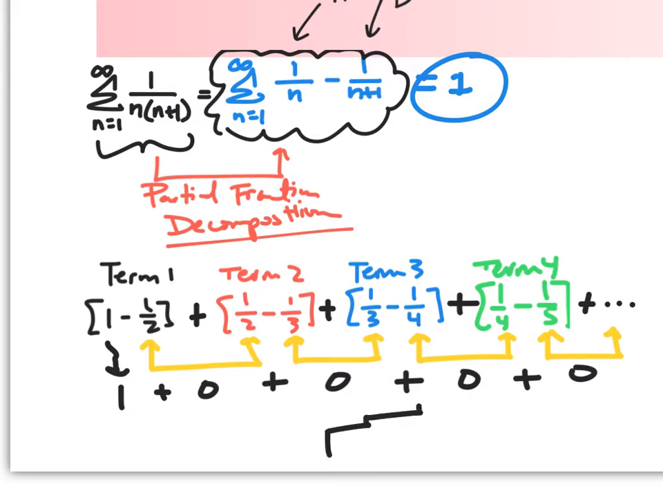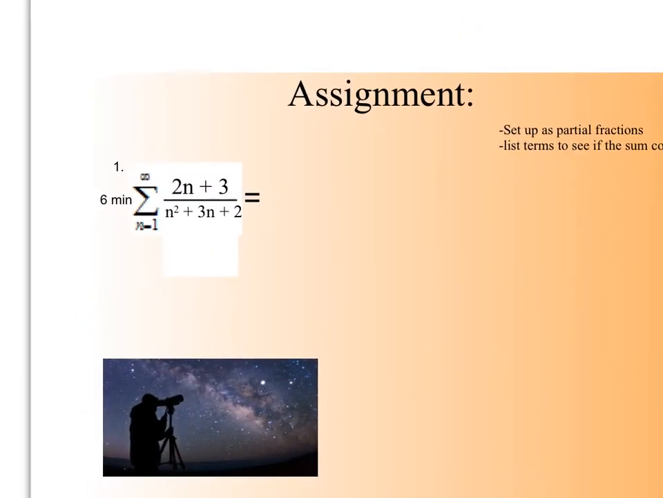Okay, that is partial fraction decomposition with the telescoping series. I'm going to try to draw a telescope. That's decent, right? I don't know, what is that, a cannon? All right, let's go to a homework problem. All right, real quick now.